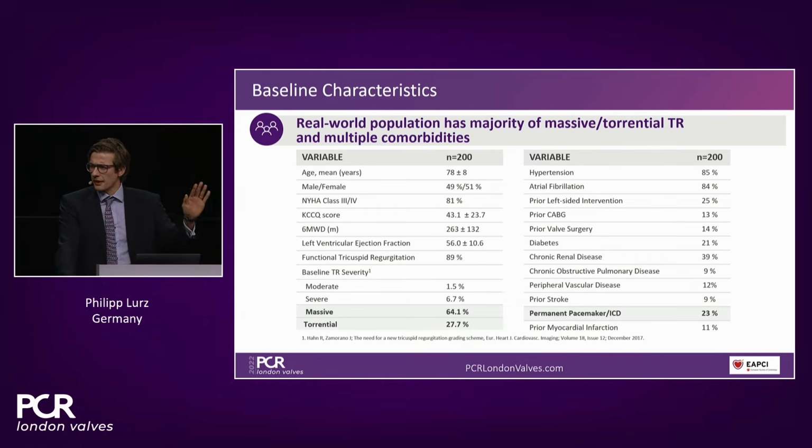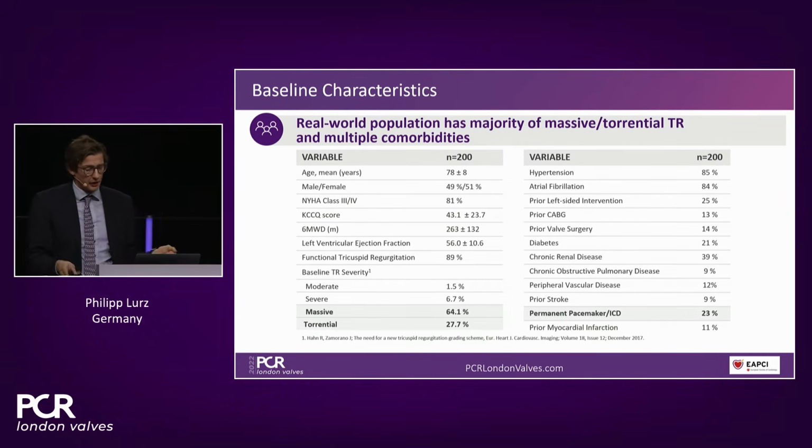But let's go back to the baseline characteristics of these 200 patients. Typical mean age 78. We have a fair split between men and women, highly symptomatic patients, more than 80% in NYHA class 3 or 4. What's really striking here, and needs to be acknowledged, is the fact that the vast majority of these patients presented with a baseline TR grade of massive or torrential. So you see that we treat these patients with massive or torrential TR, rather late in the natural course of the disease.